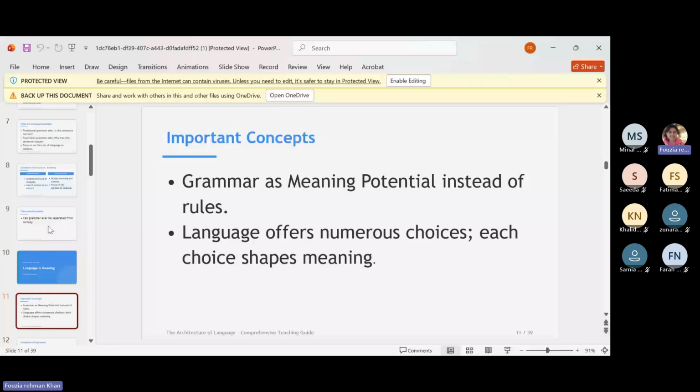How many levels of language are there? Do you know about the 7 levels of language? Phonology, morphology, semantics, syntax. Okay. What is the highest level of language?